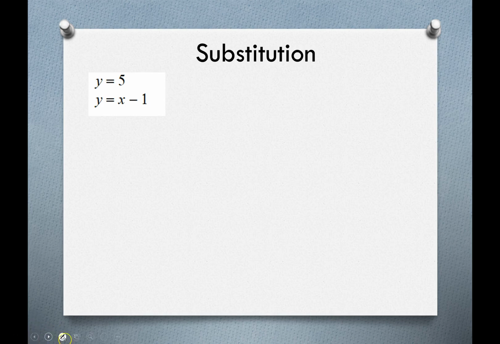All right, a substitution problem is usually fairly obvious because one of the equations is set equal to a value already, meaning this is just flat out already solved for y. So if I have y equals 5, I know I can substitute 5 in for y, because y is 5. So I'm going to take this 5, and I'm going to plug it in right there, because y is 5. So now I have 5 equals x minus 1.